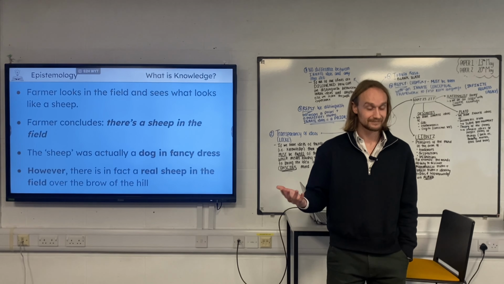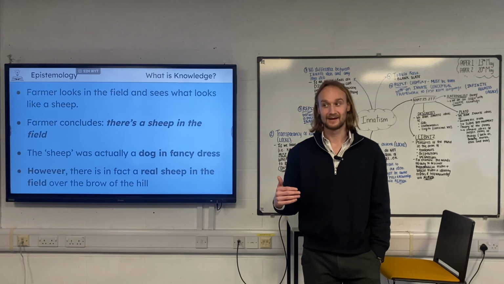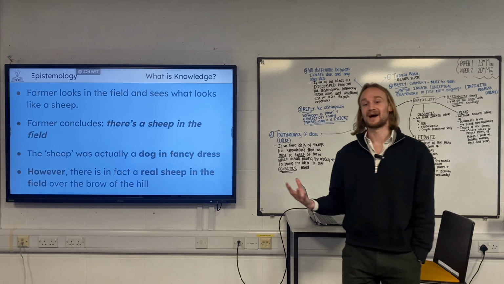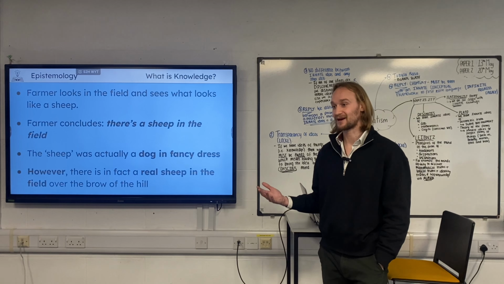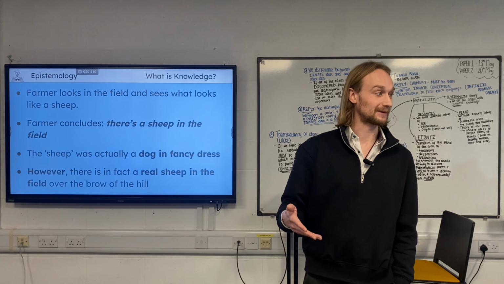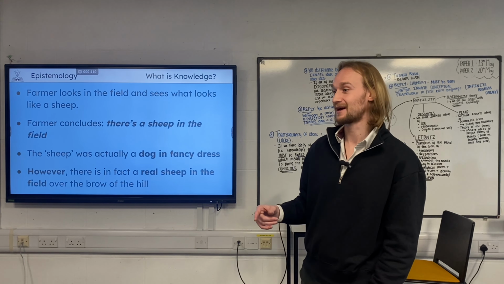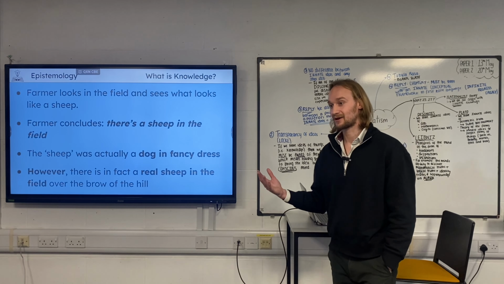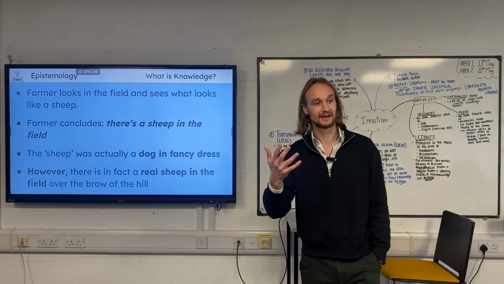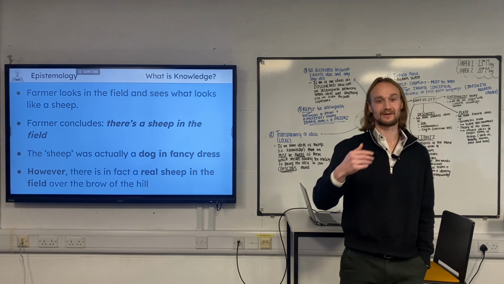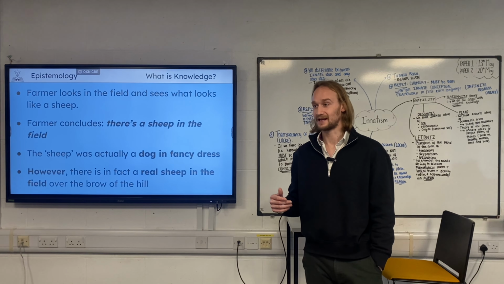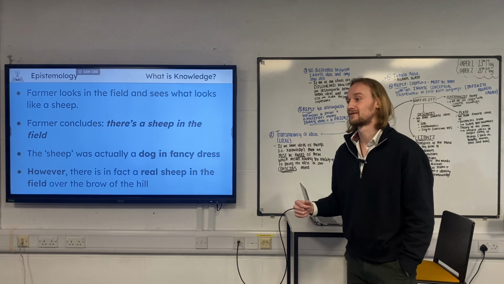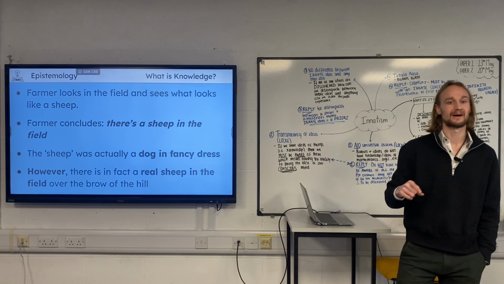However, over the hill, there is actually a real sheep in the field. So again, by chance, it turns out that he is right. There is a sheep in the field. It just wasn't the sheep that he pointed out. Now, he's still got a justified true belief, some may say, because he's used his normal faculties to come to a conclusion that there's a sheep in the field because there's something that looks like a sheep. And it is true because there is a sheep beyond the hill. It's just a lucky justified true belief because it wasn't actually that sheep that made it true.